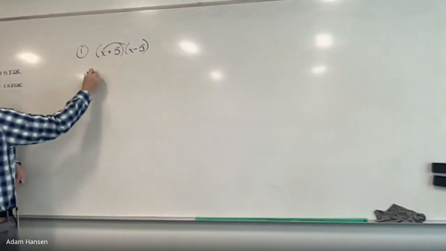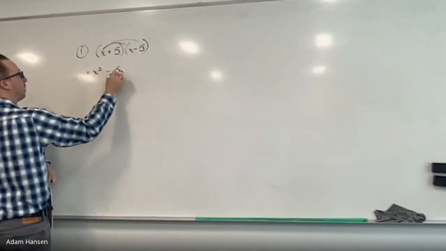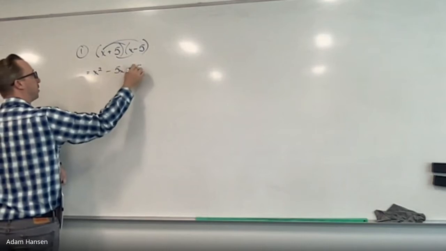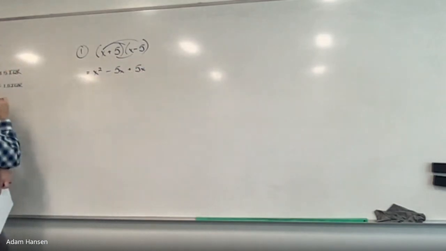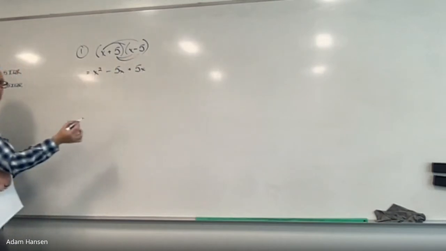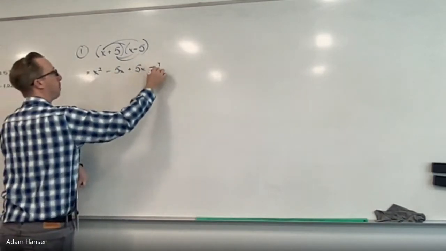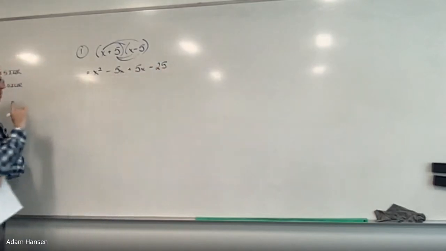X to the second. Okay. X times negative 5 is negative 5x. Positive 5 times x is plus 5x. What's 5 times negative 5? What'd you say, Chris? 5 times 5 is what? 25. Okay. Everything's multiplied.